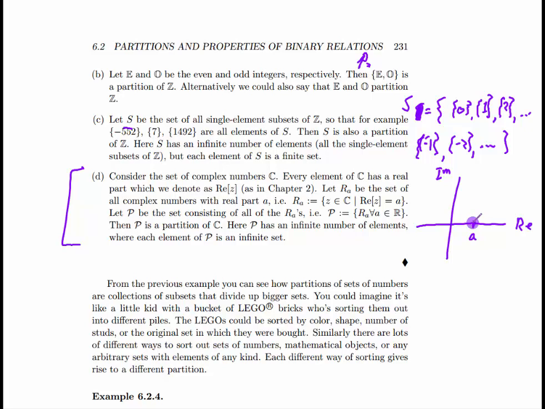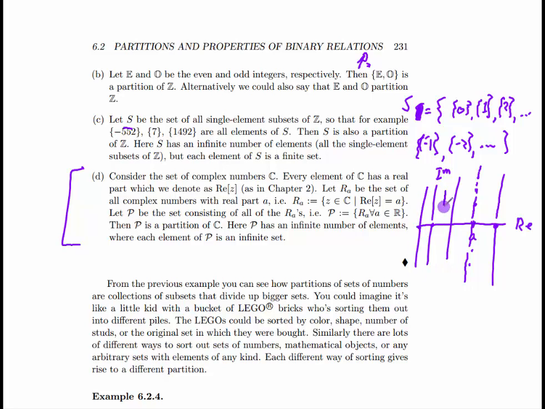Well, if you think about it, if I do A plus i, which would be up here, that has the same real part, A plus 2i, A plus 3i, A minus i, A minus 2i, and so on. Any number on this line will have real part A. Now, if I choose a different real part, I'll get a different line. So for every possible real part, I get a different line. So all these vertical lines.